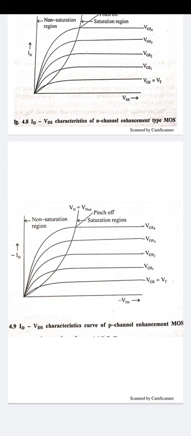So these are the curves by which we show the electrical parameters. These are the VDS and IDS at a particular VGS value. So these show the electrical relationships between the drain current and voltage through these characteristics.